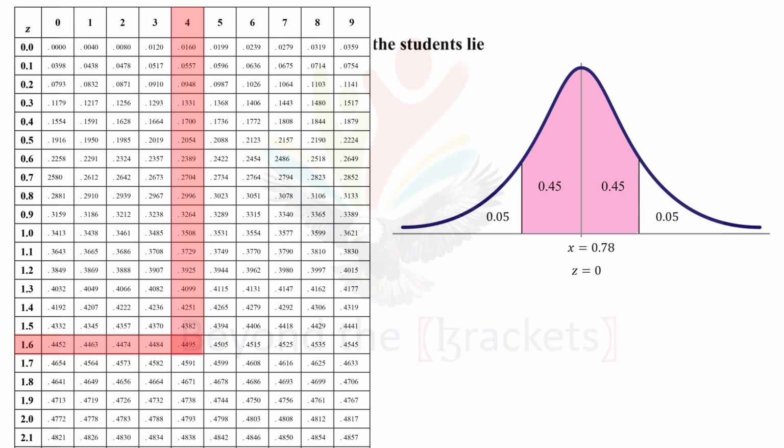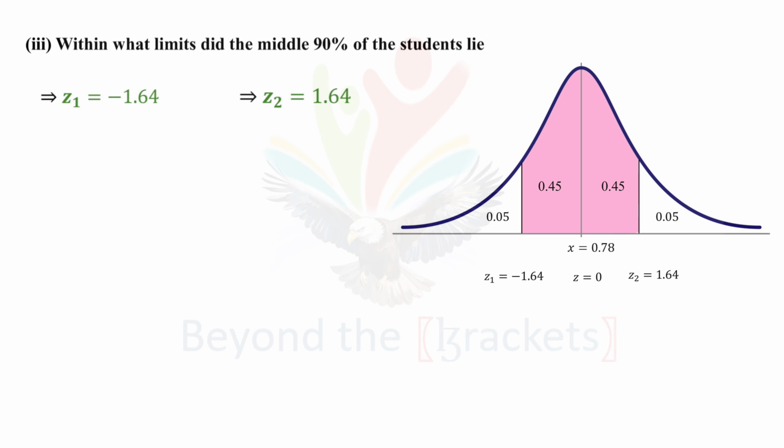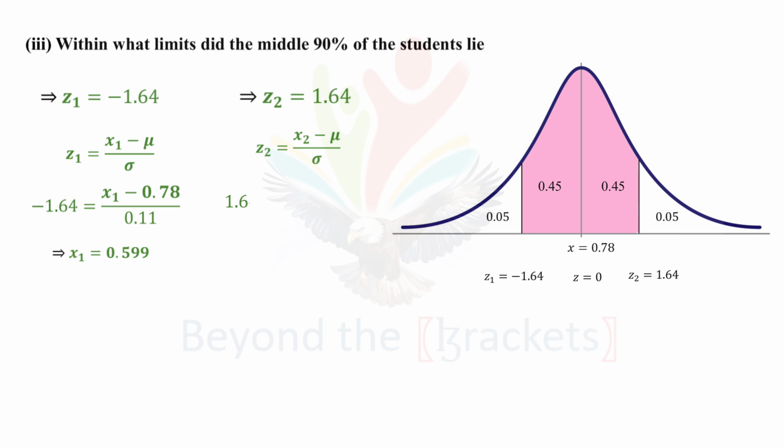Since z1 is to the left of the mean, it will be negative. z2 is to the right of the mean, so it will be positive. Corresponding to x1, we have z1 is equal to (x1 minus mu) by sigma. Substituting all the values, we get x1 is equal to 0.599. Corresponding to x2, we have z2 is equal to (x2 minus mu) by sigma. Substituting all the values, we get x2 is equal to 0.961.